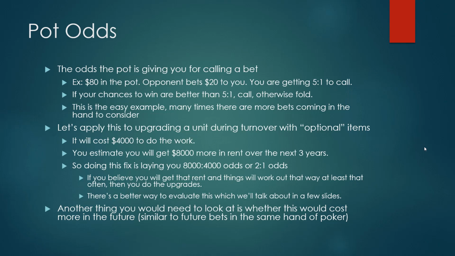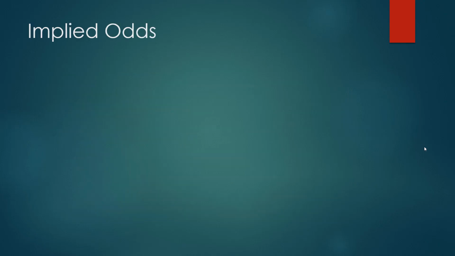I had a question about pot odds. Are you evaluating each individual round separately, or are you taking into account odds at future betting rounds? Please hold that question for the next slide. Okay. And it's his last point too, right? Another thing you have to look at is whether this is going to cost more in the future, similar to future bets. So implied odds.